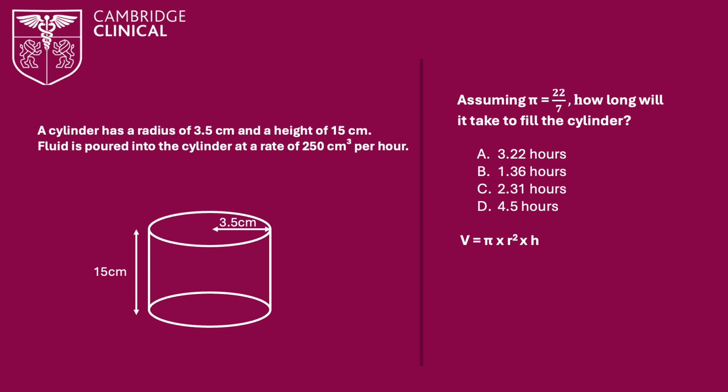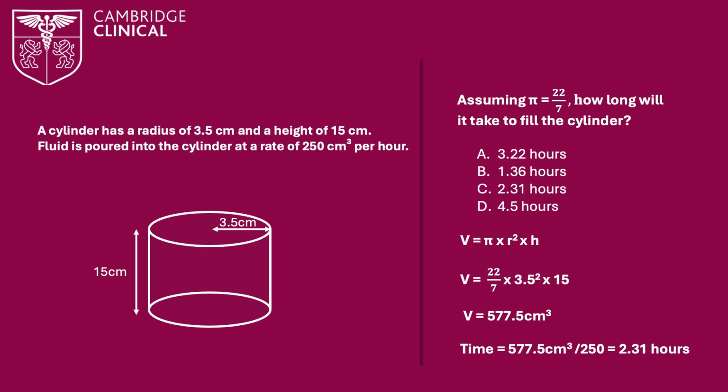cylinder. The volume of a cylinder is pi times the radius squared times the height. When we plug in these values, volume equals 22 over 7 times 3.5 squared times 15. This means that the volume of the cylinder is equal to 577.5 centimeters cubed.